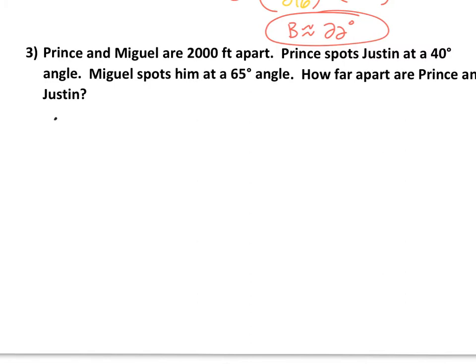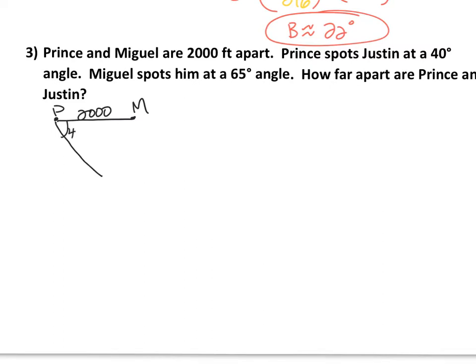So we have P and M, not another P there. I'll change that up, all right. P and M are 2,000 feet apart. Okay, Prince spots Justin at a 40-degree angle.